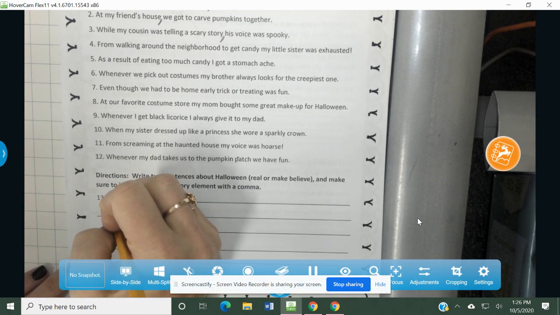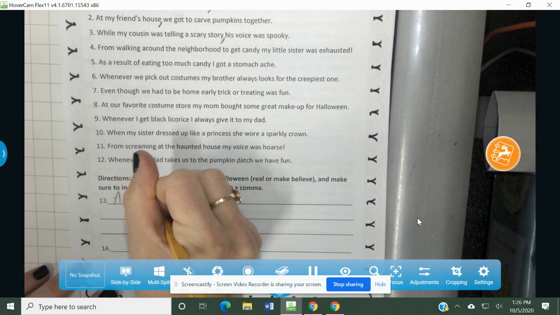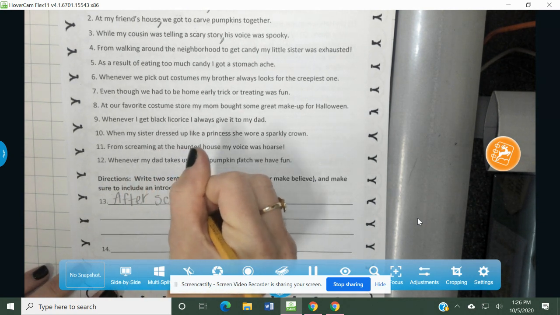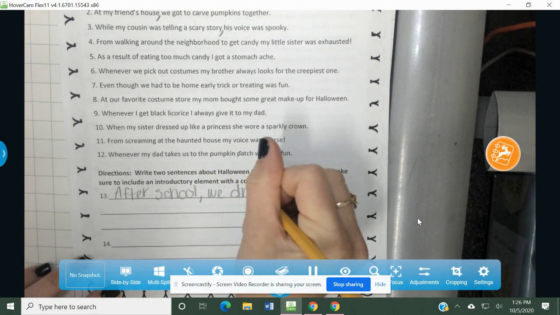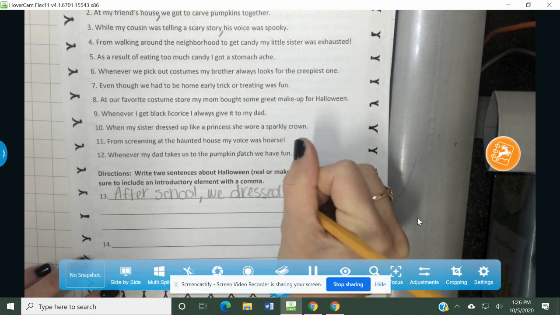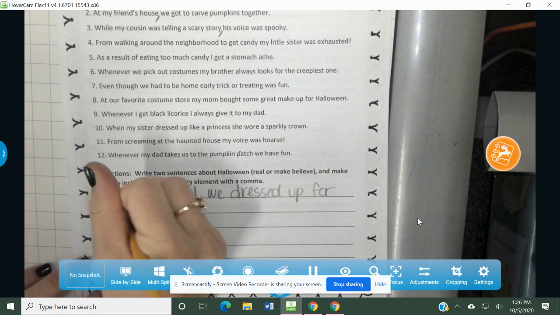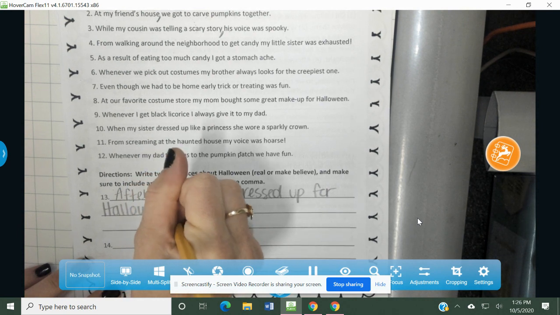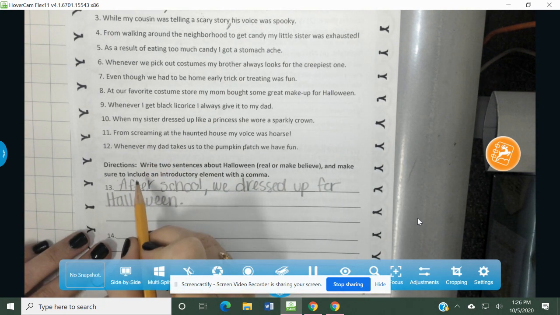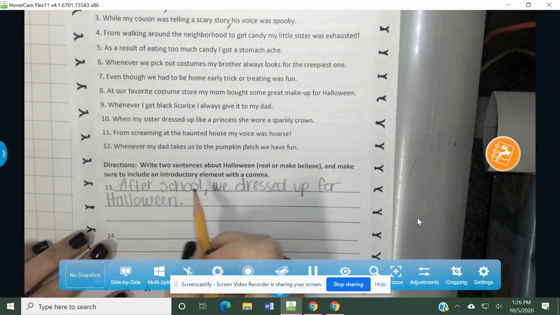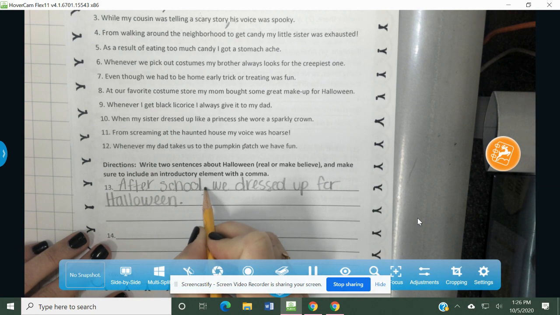So if I said, after school, comma, we dressed up for Halloween. So my introductory phrase is at the beginning, and it's telling the reader when, and because it's at the beginning of the sentence, we put a comma, okay?